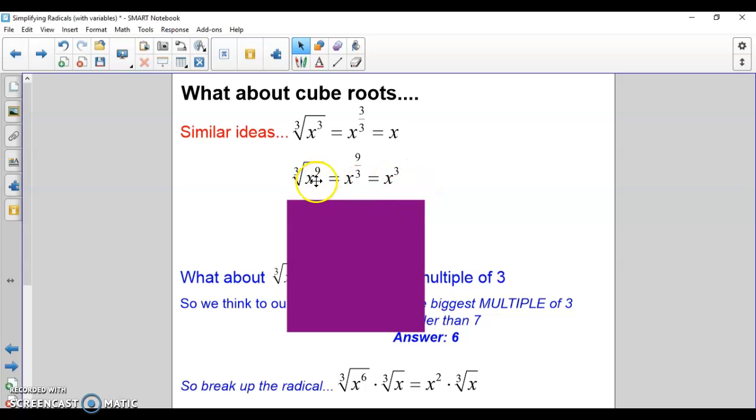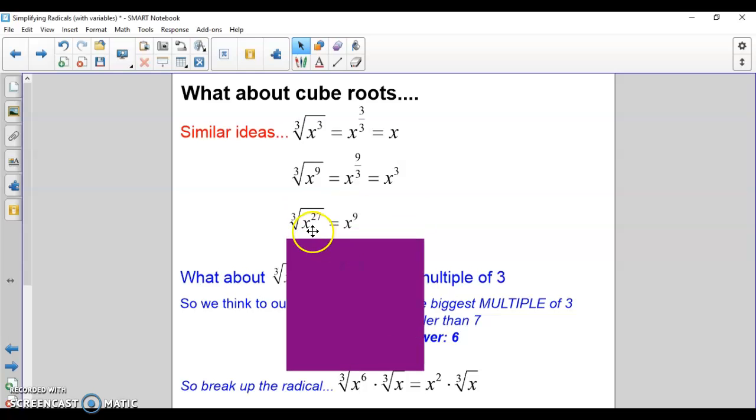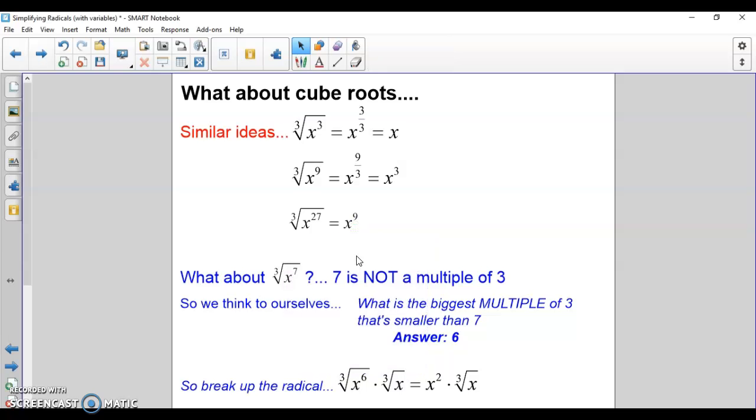Notice I gave you a factor or a multiple of 3. Same deal with this x to the 27th. Just do 27 divided by 3, which is 9, and that's just our answer here. When we have multiples of 3, it's easy, just like the square roots. Just divide it by 3, call it a day.